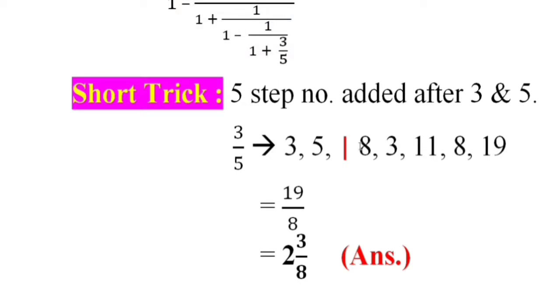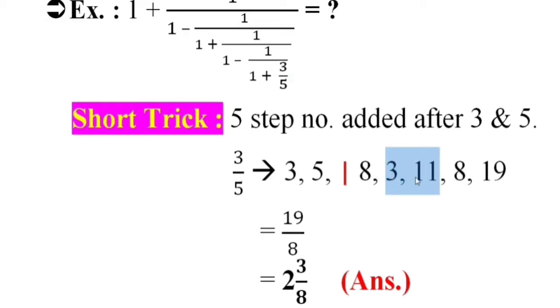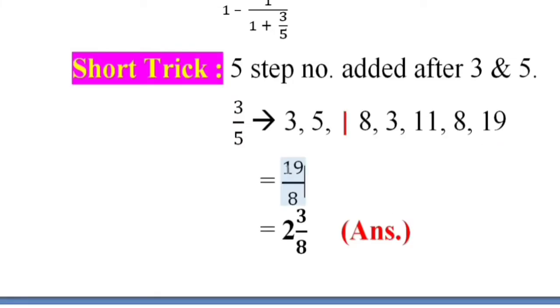And 8 plus 3 equals 11. And 11 minus 3 equals 8. Minus, that means this is minus. And 11 plus 8 equals 19. So it equals 19 by 8, which equals 2 and 3 by 8. Answer.